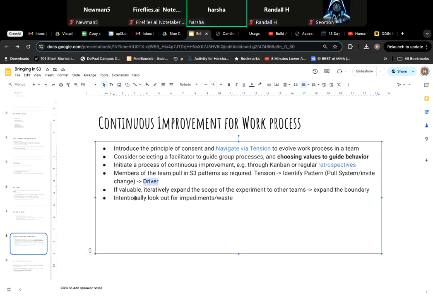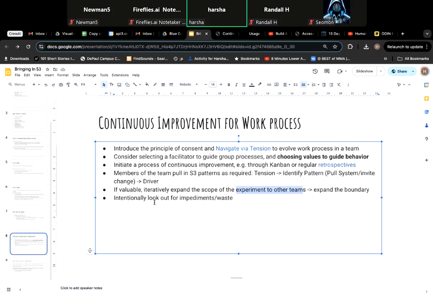If valuable, iteratively expand the scope of the experiments to other teams. So when we start off, I think we start with a boundary of these are the people that are going to try the experiment. And if the experiment works out for that group, we just expand the boundary and see how that specific experiment works with two different teams, like one big team at this point in time. The boundary has expanded, and see how the team communication happens as well when this experiment is taking place.